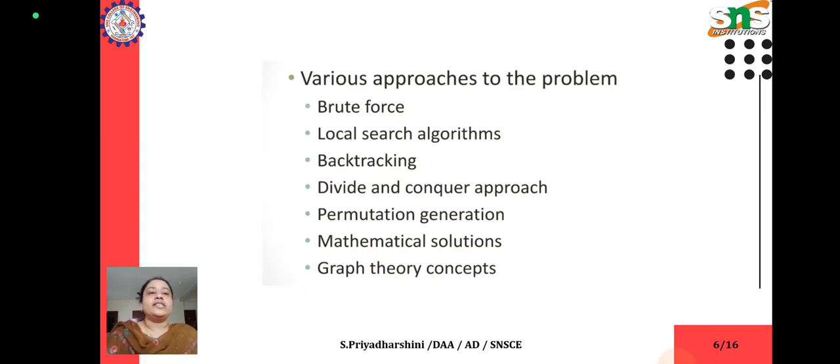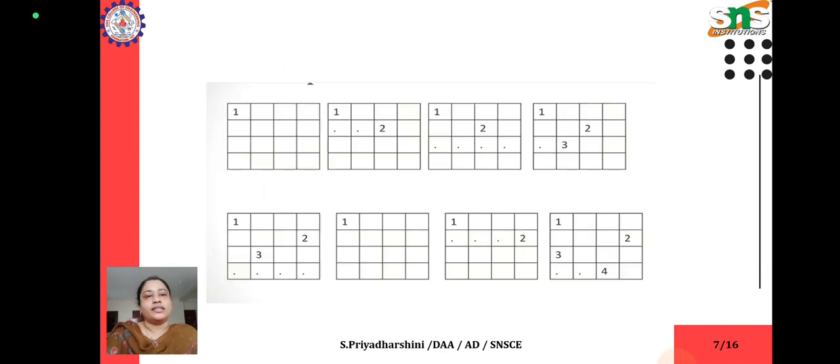So how do we solve this N-Queens problem? It can be solved in numerous ways. You can use brute force, local search, backtracking, divide and conquer, permutation, mathematical concepts or graph theory concepts to solve this N-Queens problem. So let's see how backtracking works.